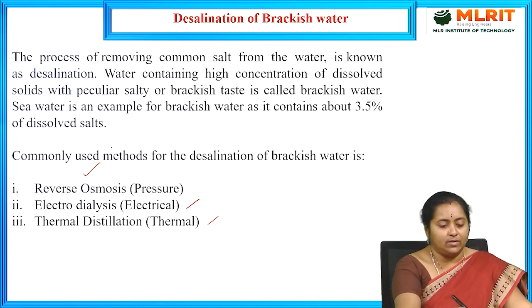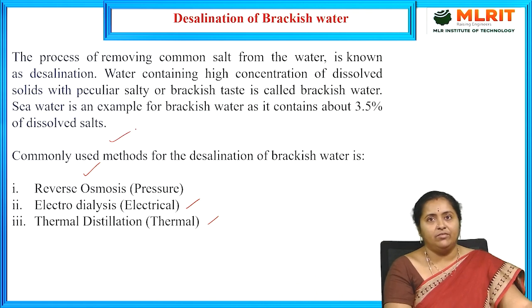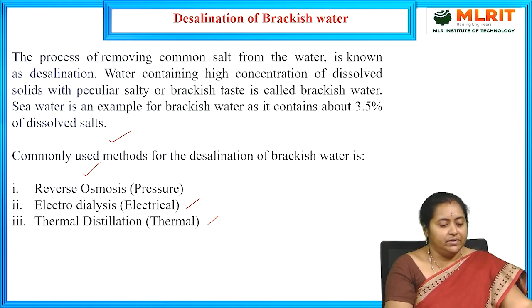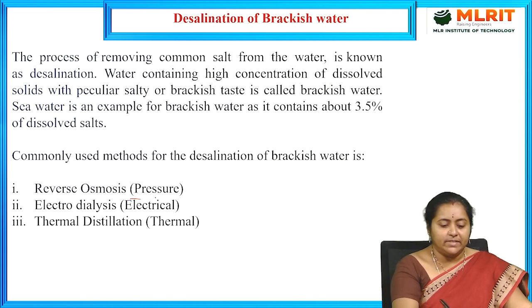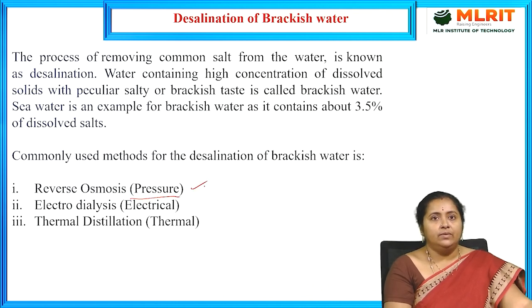The commonly used methods for desalination of brackish water are, first, the reverse osmosis method. By subjecting that water to a change in pressure conditions, that means applying pressure in the reverse direction, it is able to arrest all the dissolved salt content and allows the passage of solvent molecules to the other side. This is what we call reverse osmosis.